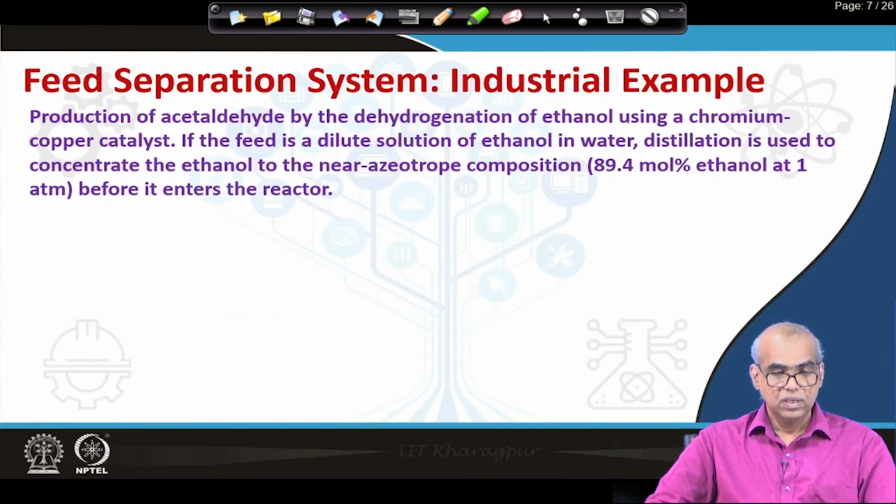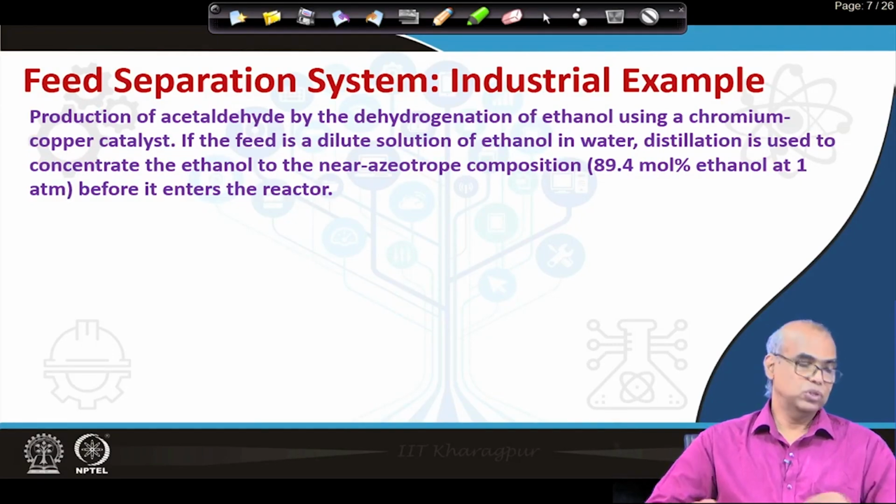Another example: production of acetaldehyde by dehydrogenation of ethanol using a chromium copper catalyst. If the feed is a dilute solution of ethanol in water, distillation is used to concentrate the ethanol to the near azeotrope composition, which is 89.4 mole percent ethanol at 1 atmosphere. So, before the feed enters the reactor, we can perform distillation to concentrate the ethanol water mixture to the near azeotrope composition.